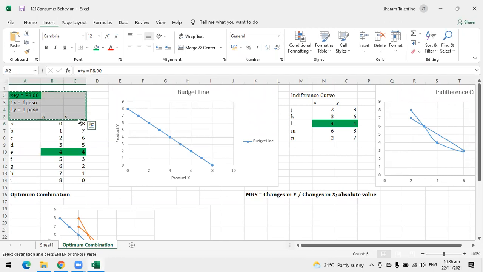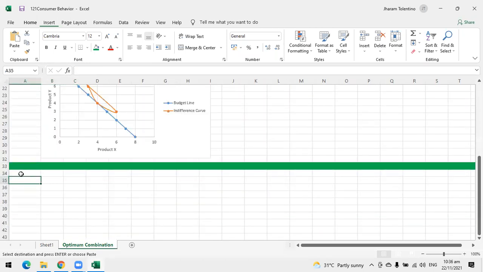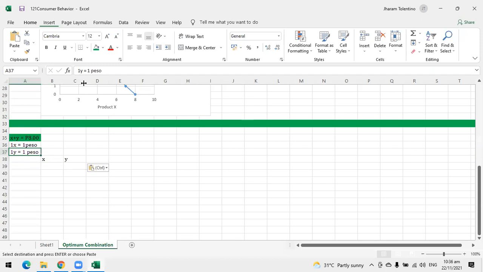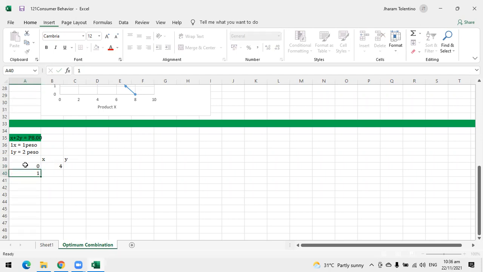So, anong tinutukoy mo? Ito yun. Gagawa tayo ng bago. Okay? Ito yun. Gagawa tayo ng bago. So, sabi niya, yung Y daw is 2 pesos. So, ano magiging computation na natin? X plus 2Y is equal to 8 pesos. So, kung 0 daw to, ilan to? 4. Pag isa na to, ilan na to? 3.5. Kaya lang, wala namang 3.5 eh.